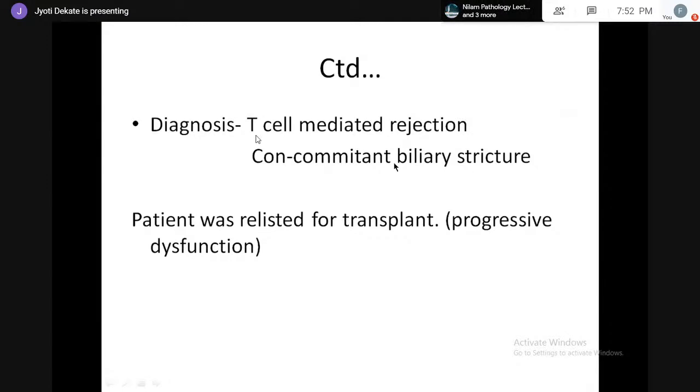He had T cell mediated rejection and concomitant biliary injury which was going on in this case, and because of this progressive dysfunction of the liver allograft, progressively increasing liver enzymes which were not amenable to being surgically corrected by stenting and other methods, this patient was relisted for transplant, and he underwent transplant at our other center, Chennai center, and is doing well now.